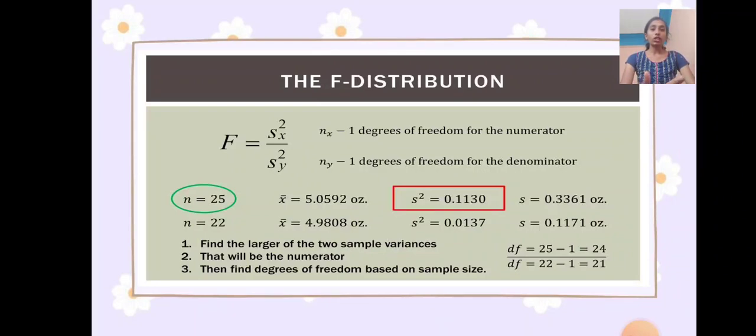If we take n1 as 25 and n2 is equal to 22, for calculating F distribution we have to follow some steps. In that, first we have to find the larger of the two sample variances. That is, for example, if we take n1 is equal to 25 and n2 is equal to 22, here n1 is equal to 25 is the larger variance, so that will be in the numerator, and then lastly we have to find degree of freedom based on the sample size.